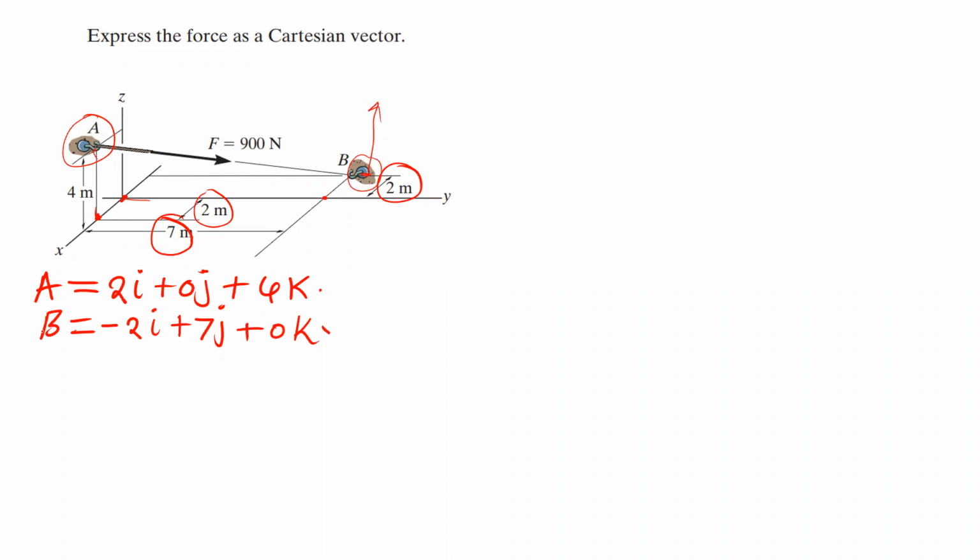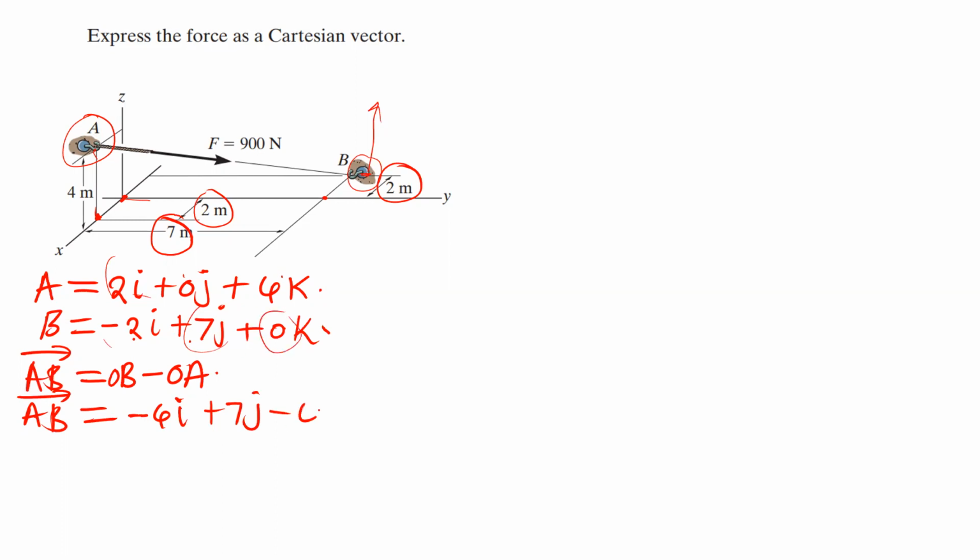So to find the position vector of AB, you simply say OB minus OA. So we're subtracting this minus that, this minus that, this minus that. So our position vector AB is therefore going to be: negative 2 minus 2, we're getting negative 4i. Then 7 minus 0, we're getting 7j. And 0 minus 4, we're getting negative 4k.